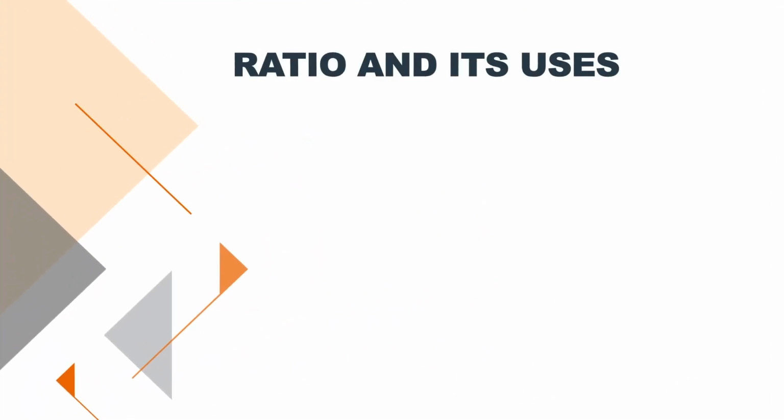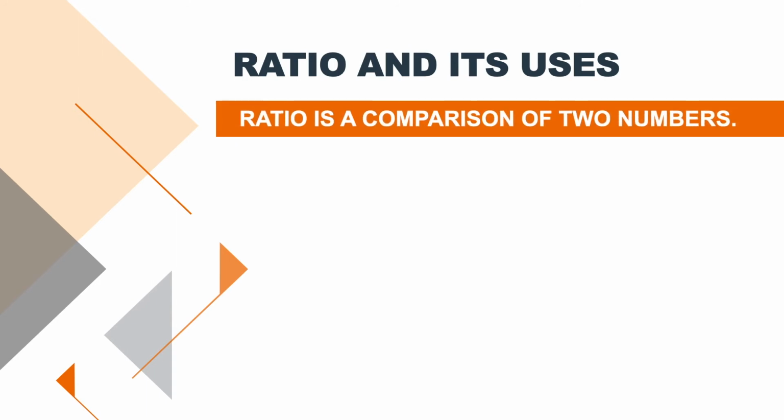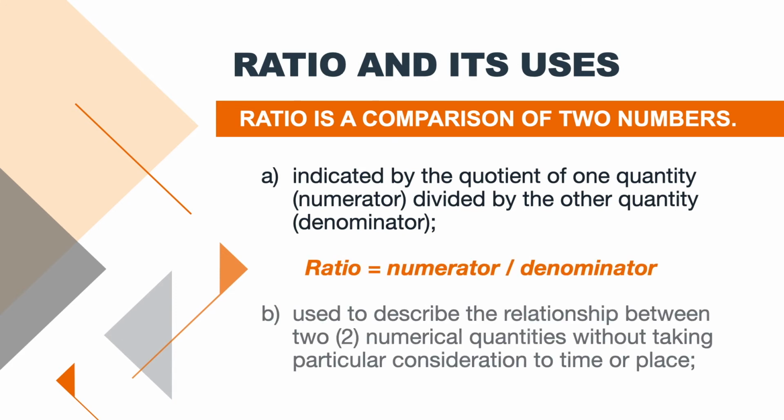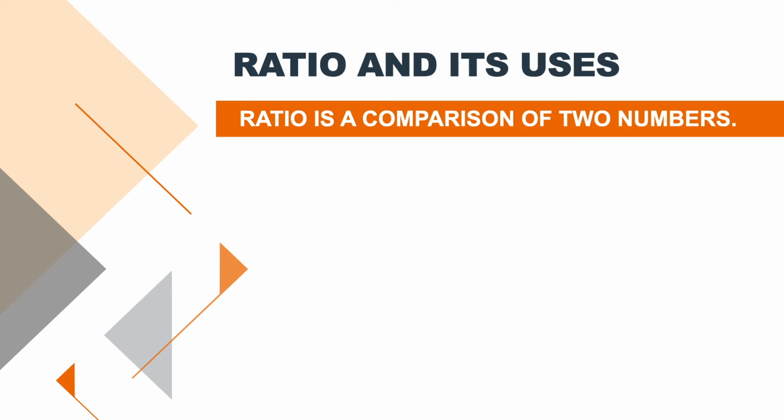What is a ratio and its uses? Ratio is a comparison of two numbers. It is indicated by the quotient of one quantity, the numerator, divided by the other, the denominator. Ratio equals numerator divided by denominator. It is used to describe the relationship between two numerical quantities without taking particular consideration to time or place.